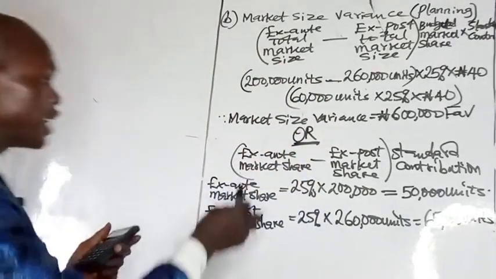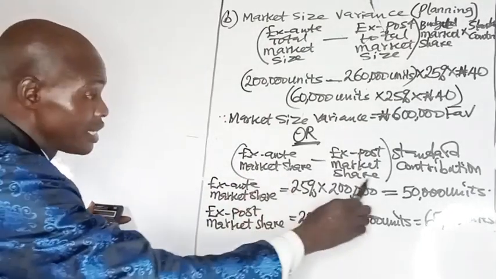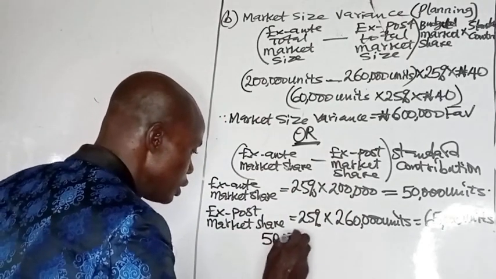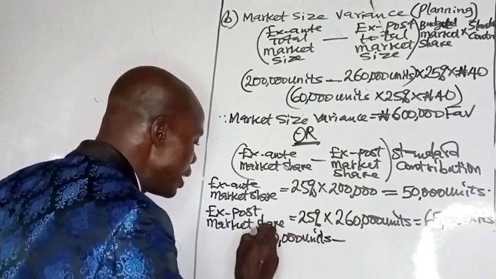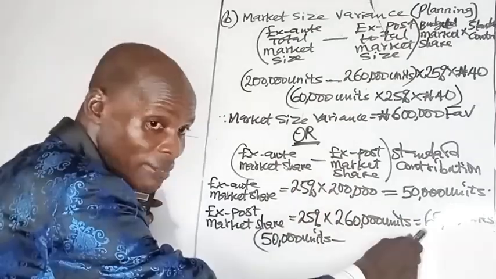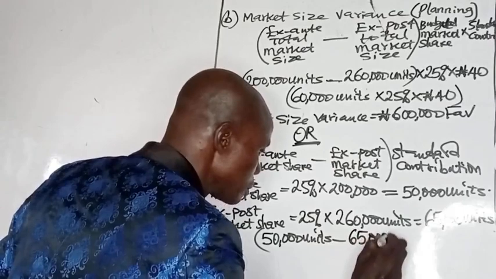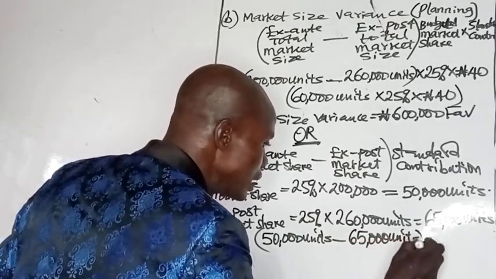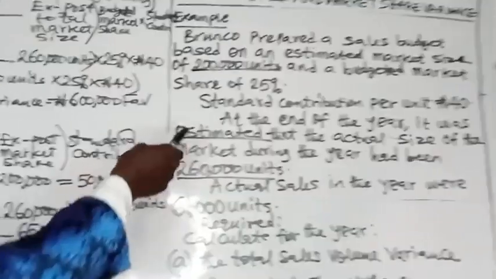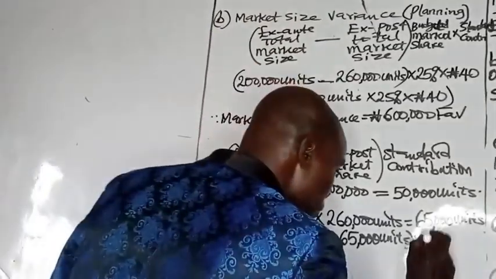So let's substitute into the formula. Ex-ante market share, that is 50,000 units, minus ex-post market share, which is 65,000 units, multiplied by the standard contribution. And how much is our contribution? The standard contribution is 40 naira, so multiplied by 40 naira.